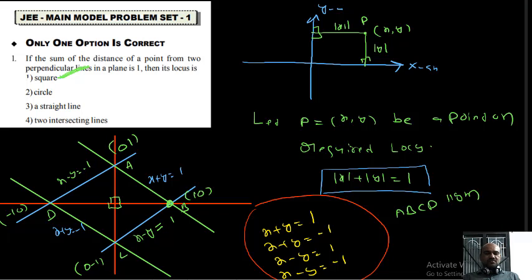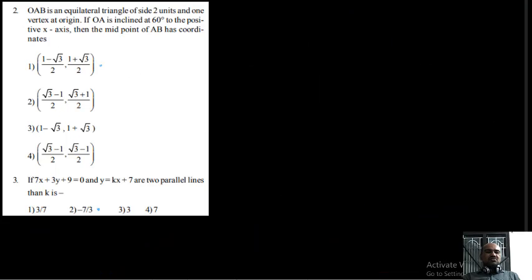Next question, students, an interesting question. OAB is an equilateral triangle of side 2 units and one of the vertices is at the origin. If OA is inclined at 60 degrees to the positive x-axis, then the midpoint of AB has coordinates. Super question, interesting question. First of all, observe, students, this is the y-axis, this is the x-axis.